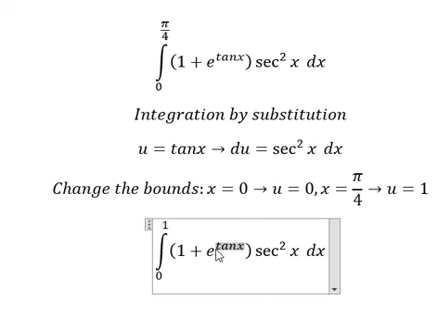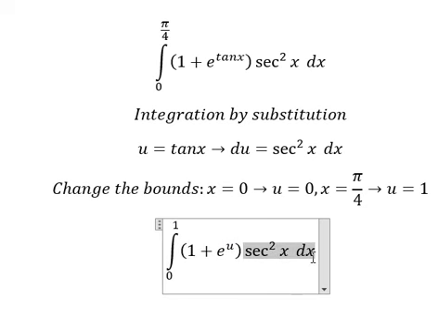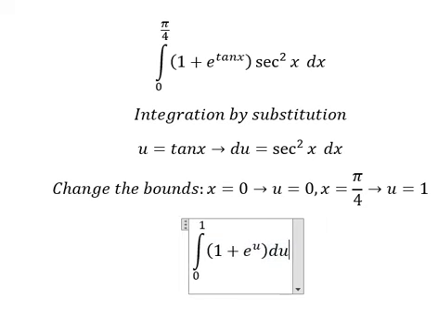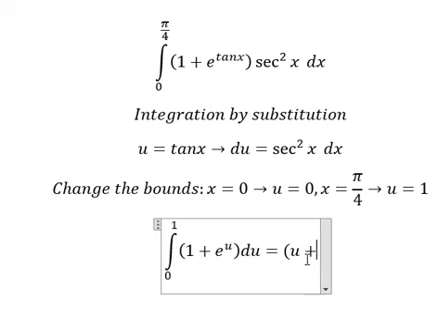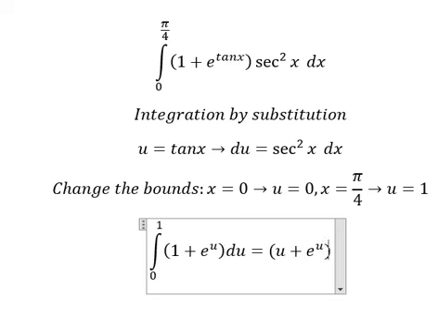This one is about u. This one is about du. The integration of 1 is about u. The next one is e to the power of u. So we put the powers in here.